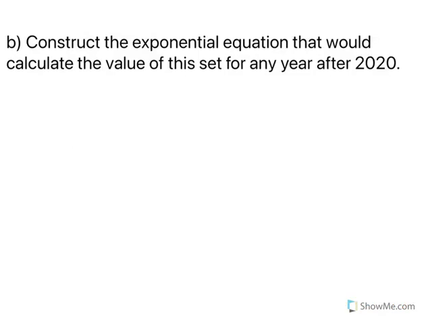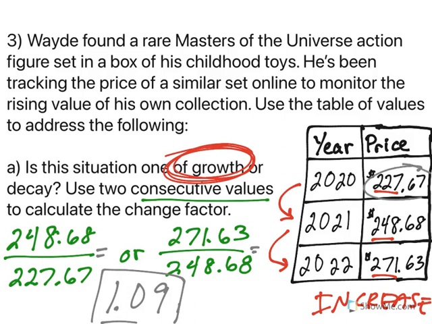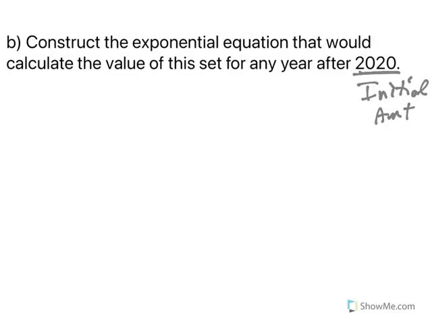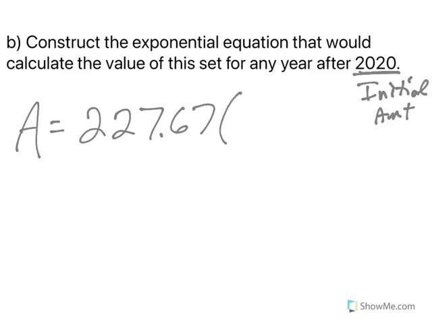Construct the exponential equation that would calculate the value of this set for any year after 2020. So 2020 is considered here our initial amount. So we need the 227.67. So the ending amount is 227.67, change factor in the middle, raised to any year. We'll call that T. So there's our exponential equation.